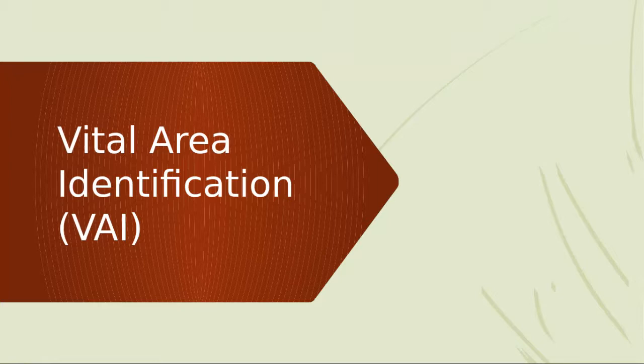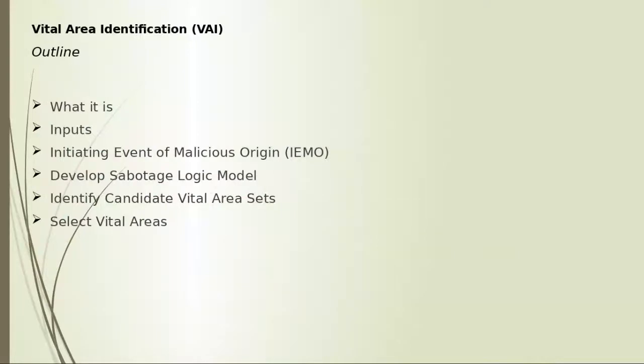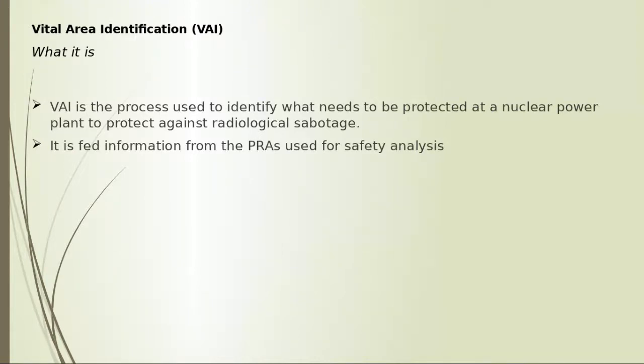So one of the first topics I want to talk about is vital area identification. What is it? What are the inputs? We'll talk about initiating events of malicious origin, and we'll develop a SAGE logic model, identify candidate vital area sets, and select vital areas. The vital area identification is the process used to identify what needs to be protected at a nuclear power plant to protect against radiological sabotage. It's fed information from PRAs used for safety analysis. Typically what you're talking about are the cut sets from a PRA that identify the safety systems that, if they're not working or functioning, will essentially cause core damage.